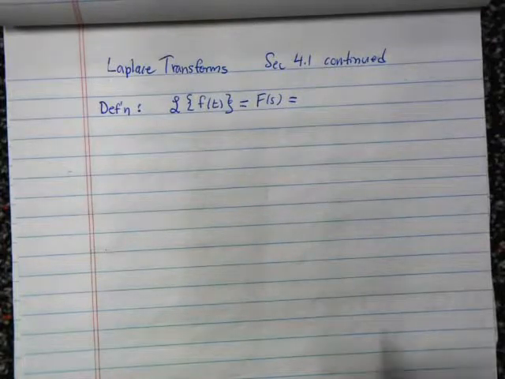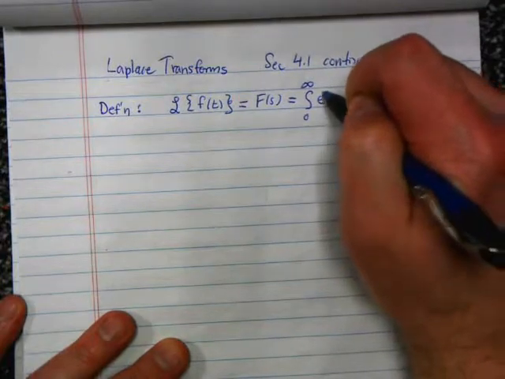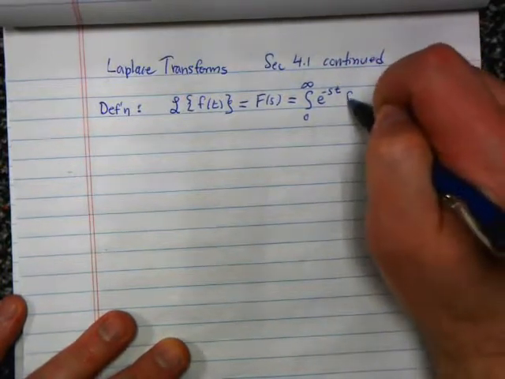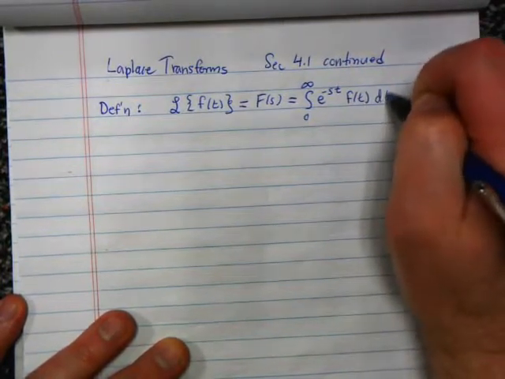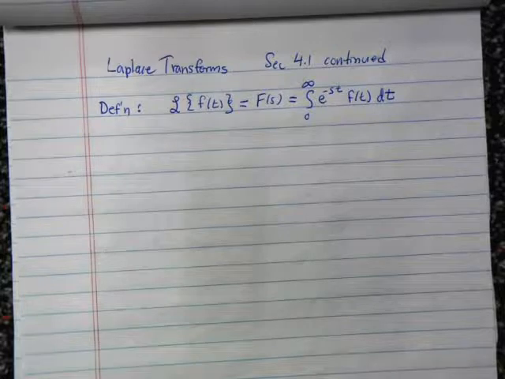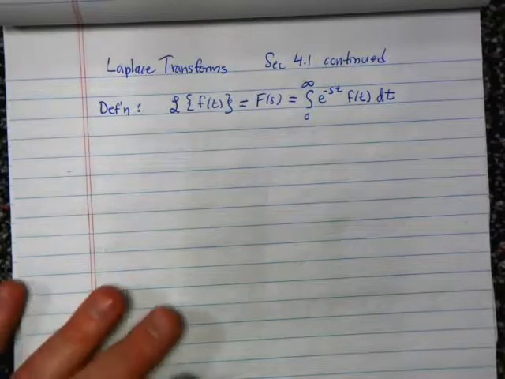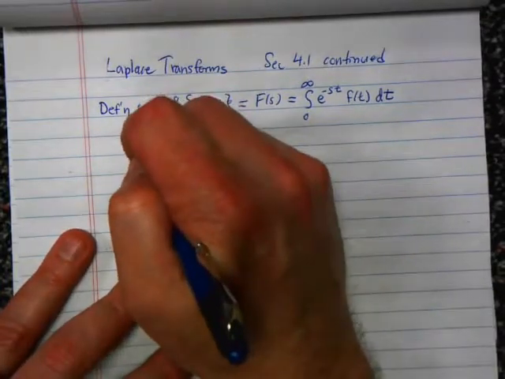Equals the integral from 0 to infinity of e to the negative st times f of t dt, as long as that integral converges. When you're going from 0 to infinity, sometimes integrals converge, sometimes they don't. And then I think we started to make a list.